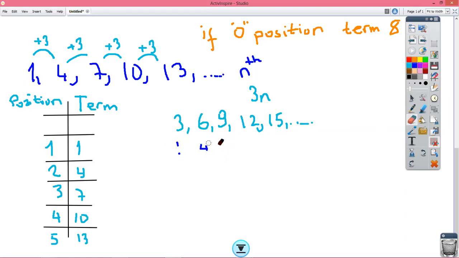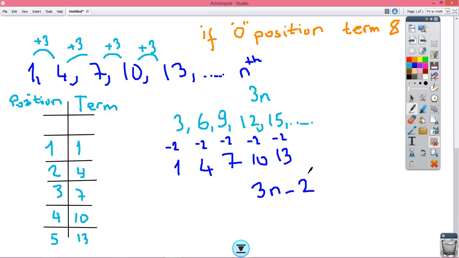And then, if you want to find the zero position: 4, 7, 10, and 13. Now look at it. Between these, the difference is 2 each time. So I am going to add 3n and minus 2. Now, what will be the zero term here? Position zero, the term will be minus two.